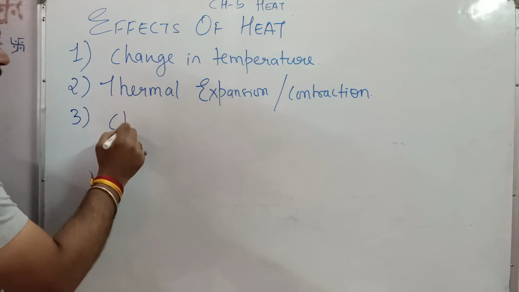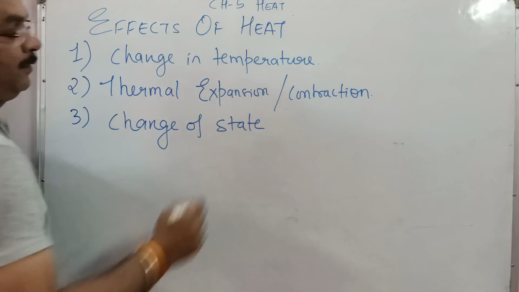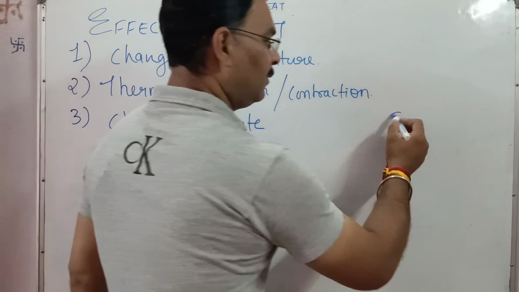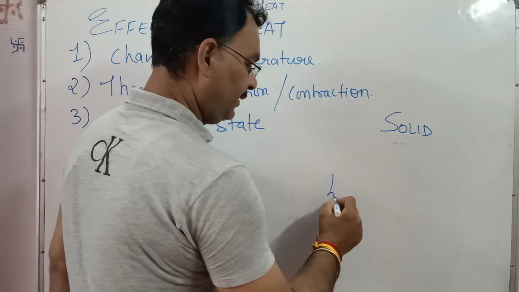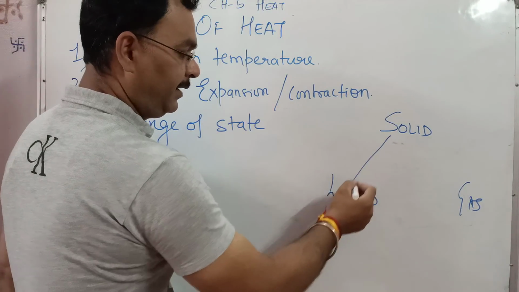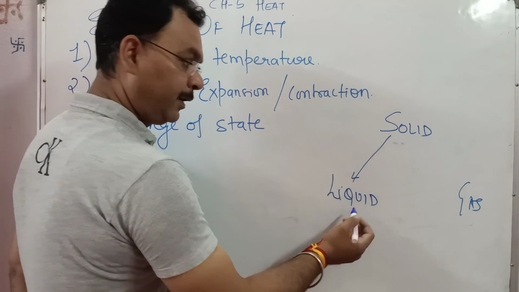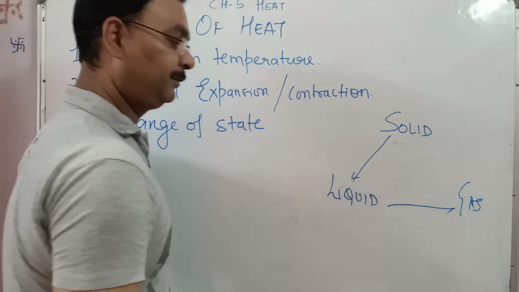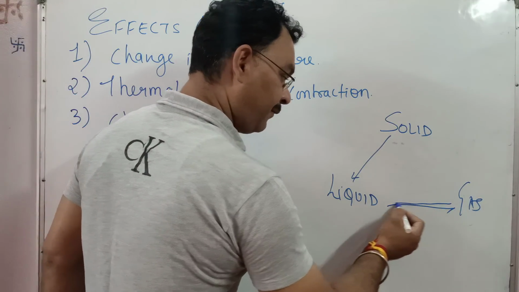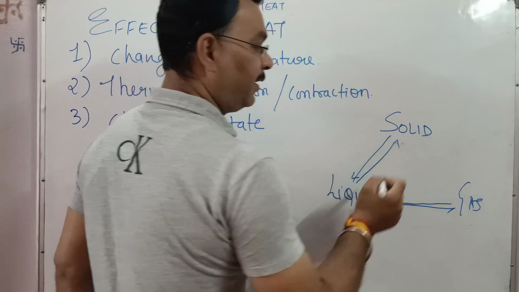Third, change of state. By supplying heat, we can change the state. We had already learned about the three states of matter, that is solid, liquid and gas. If we are supplying heat to a solid, it will convert into liquid. If we are supplying heat to a liquid, it will convert into gas. Similarly, if we are extracting heat from a gas, it will convert into liquid, and if we are extracting heat from a liquid, it will convert into solid.